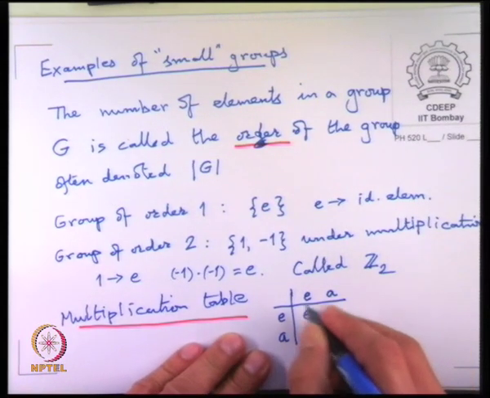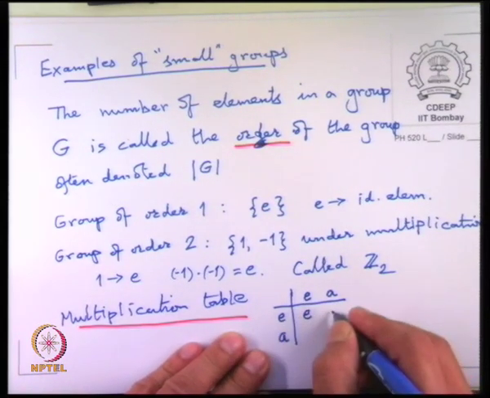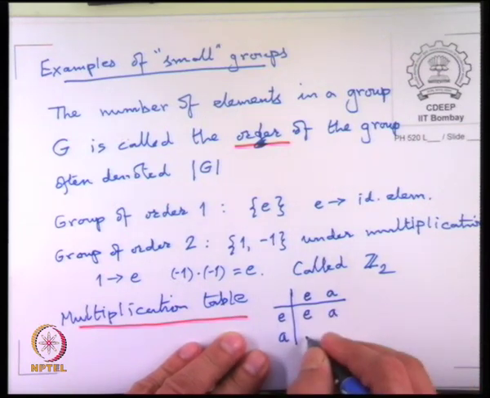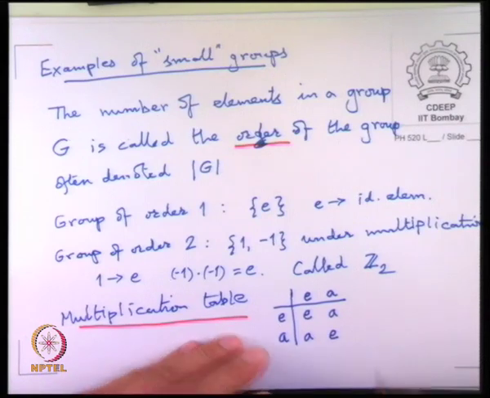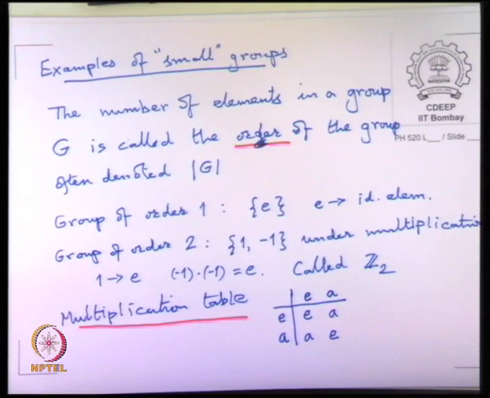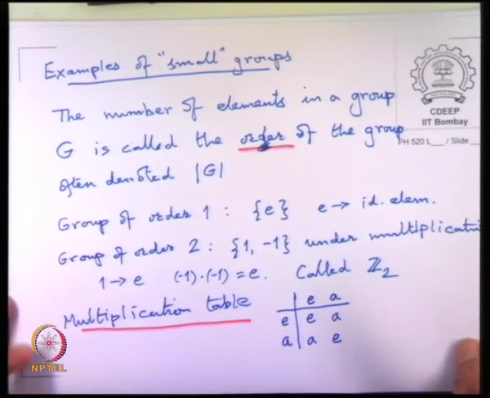Well, E squared is of course E, and E times A is A, A times E is A, and A squared is back to E. So this is a group multiplication table. Now the point is that here I did not write 1 and minus 1. Now the table is more general than the specific example we had. And so we will soon see how the generalization is made to an abstract group. But this is a very specific example.